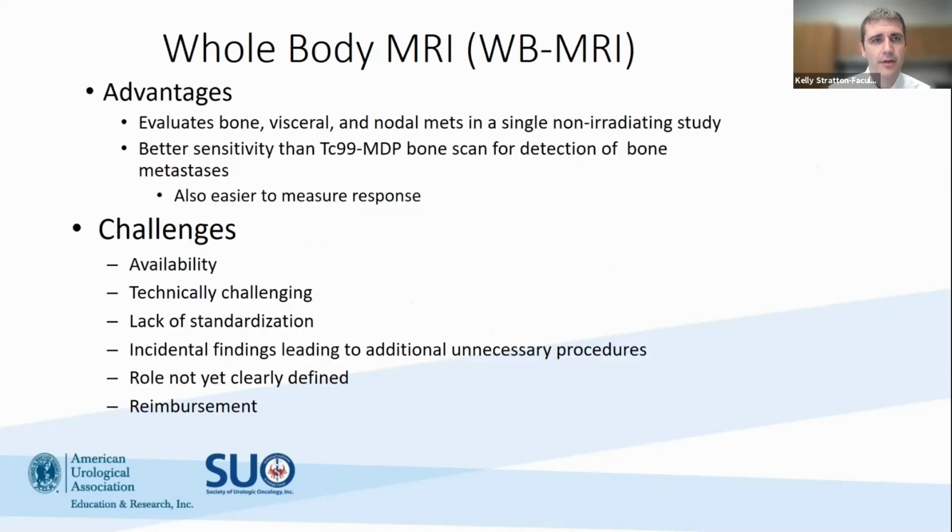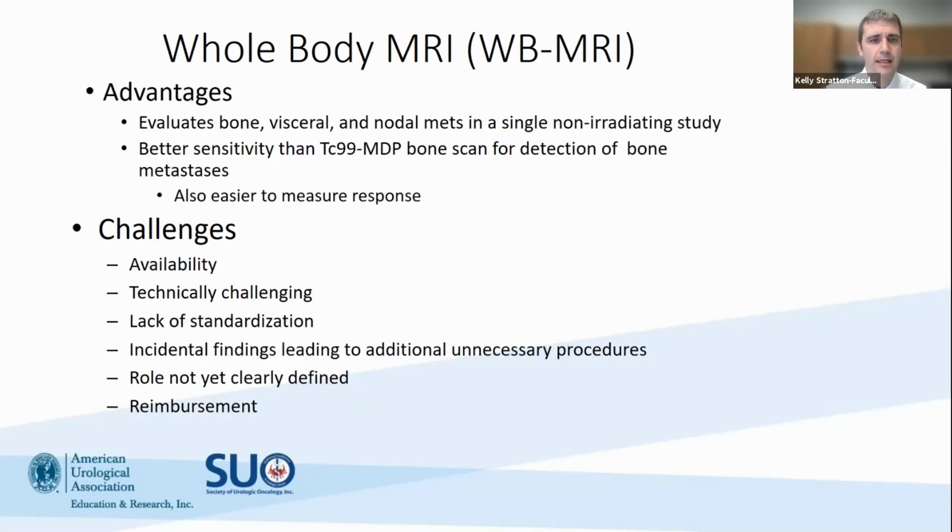Then the last imaging modality we'll discuss is whole body MRI. So the advantage of whole body MRI is that it evaluates the entire body, bone, visceral, and nodal metastasis in a study that doesn't require radiation. It does have better sensitivity than technetium bone scans, but the detection of visceral metastasis may be somewhat limited.